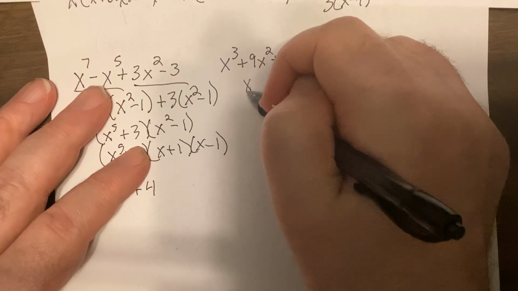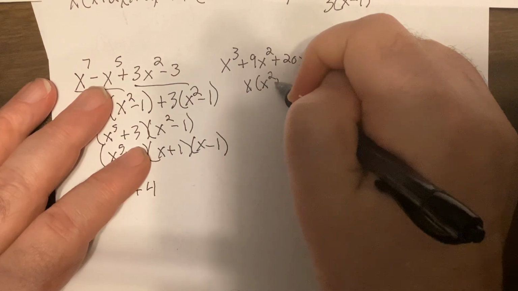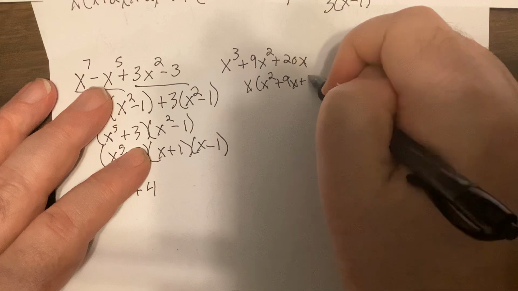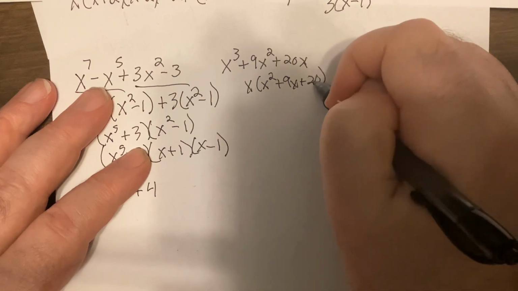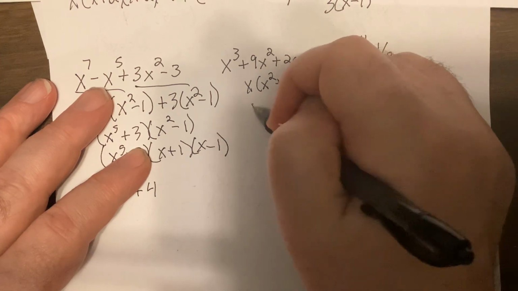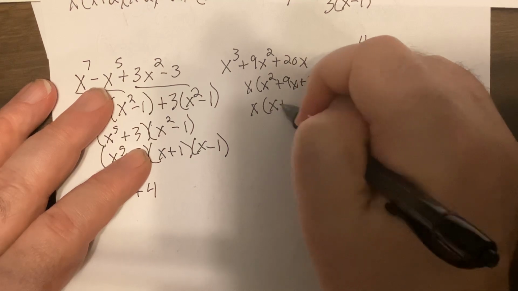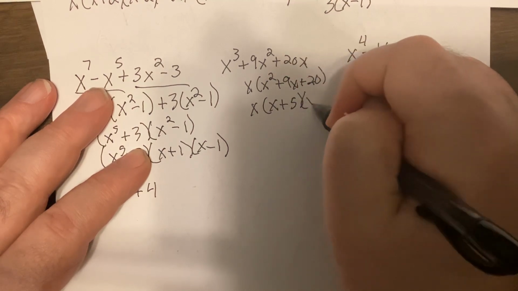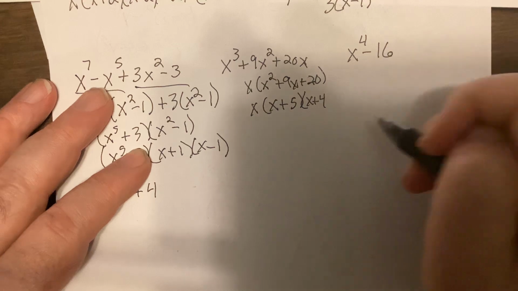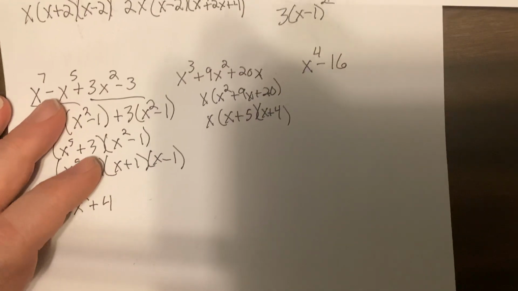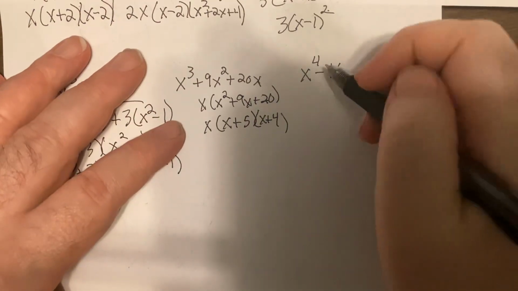Factor out an x. Then what do you multiply to get 20, but you add to get 9? How about 5 and 4? Oops. Now this one, GCF is 1.